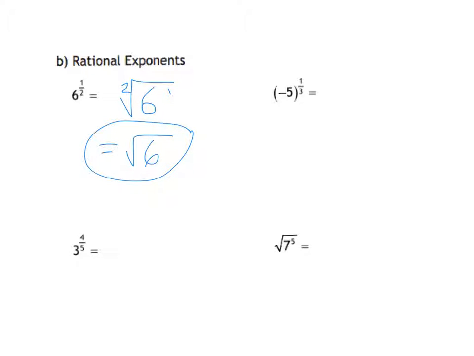So then if we do the next one, 3 to the power of 4/5, make your radical sign. The 3 goes inside. The 4 becomes the exponent, and the 5 the index. So it's just a matter of following that general rule and putting the numbers where they belong.